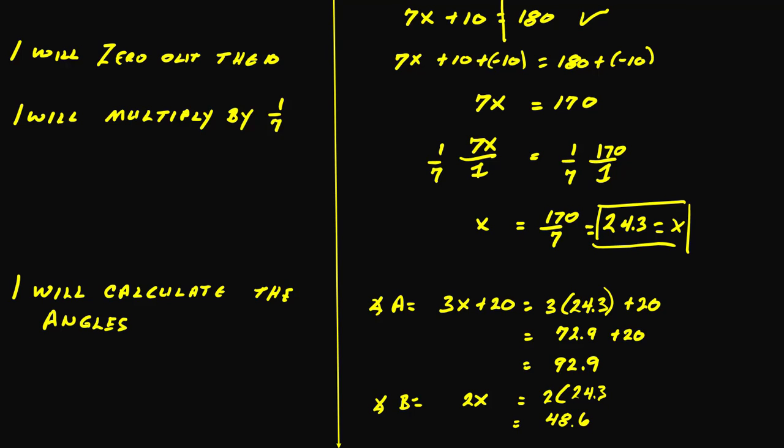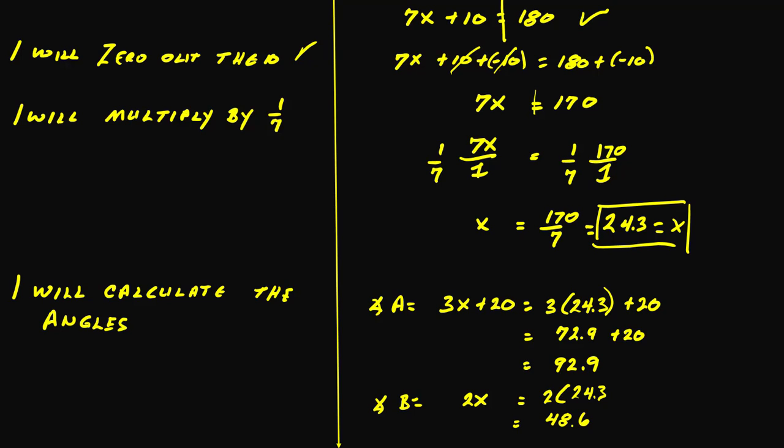And to do that, my first step is I'm going to zero out the 10. And to zero out the 10, I add the opposite. And when I do it on the left-hand side of the equation, I'll also add a negative 10 on the right-hand side of the equation. We'll do the arithmetic. The 10s cancel out. We're left with 7x on the left-hand side of the equation and 170 on the right-hand side of the equation.